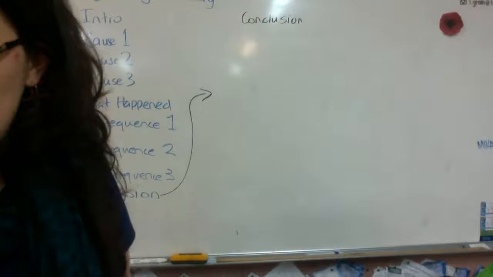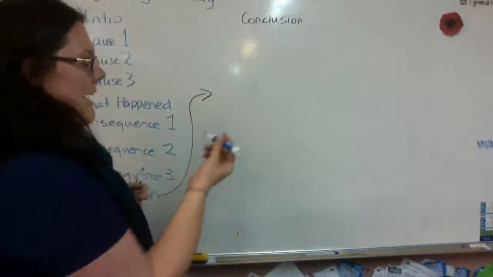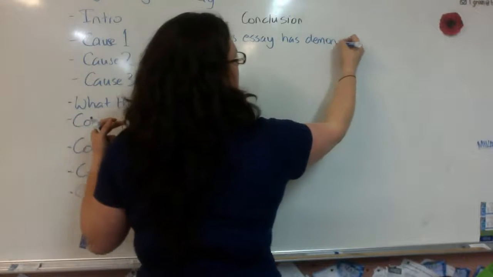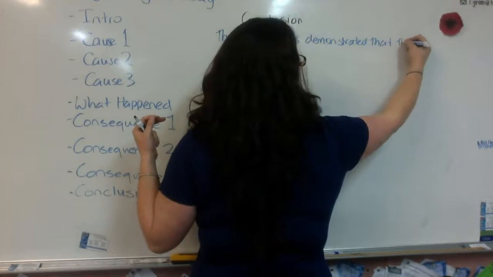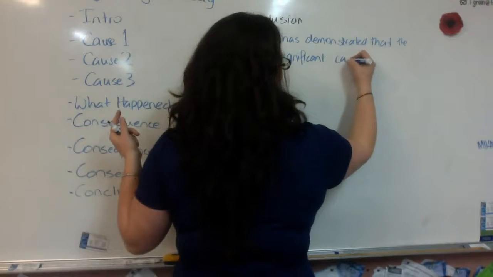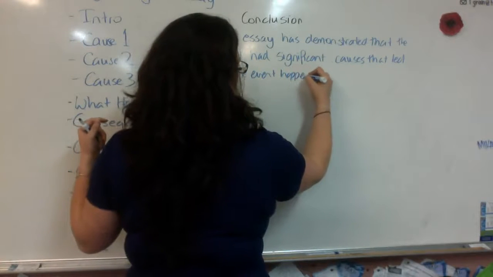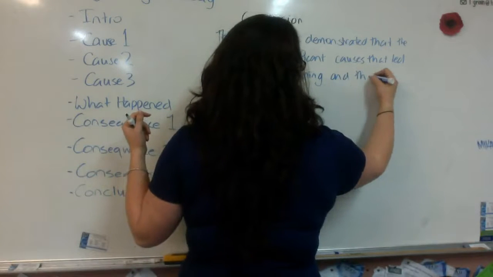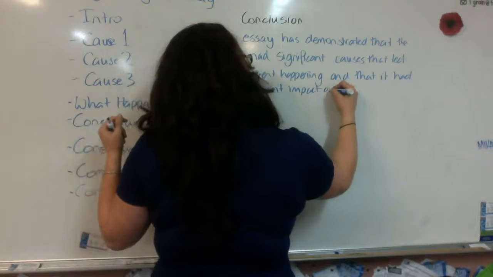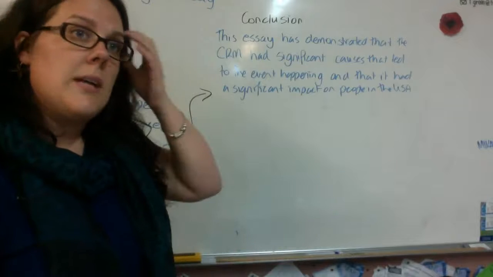So the way to do this is that you might start with a real simple argumentative sentence, or bringing back in the argument that you've argued. So it could be something along the lines of a first sentence that you might go, this essay has demonstrated that the civil rights movement had significant causes that led to the event happening, and that it had a significant impact on people in the USA. That could possibly be what you choose to write for your conclusion first sentence.